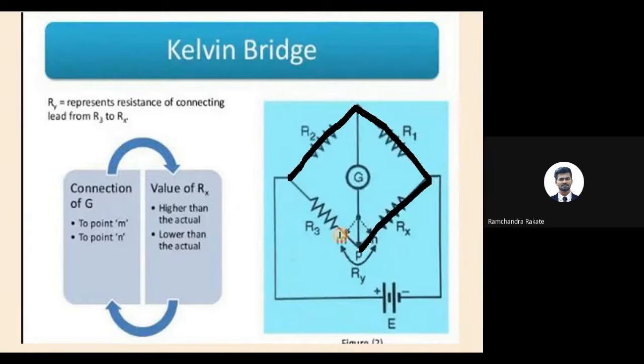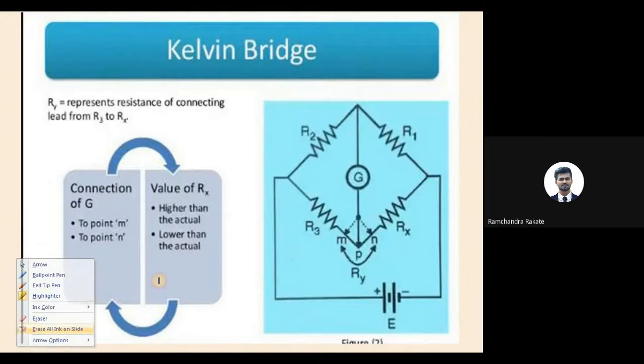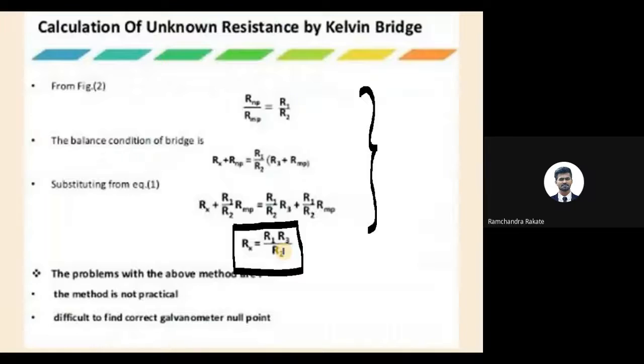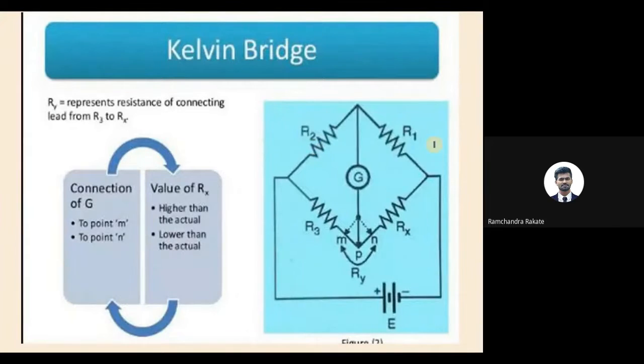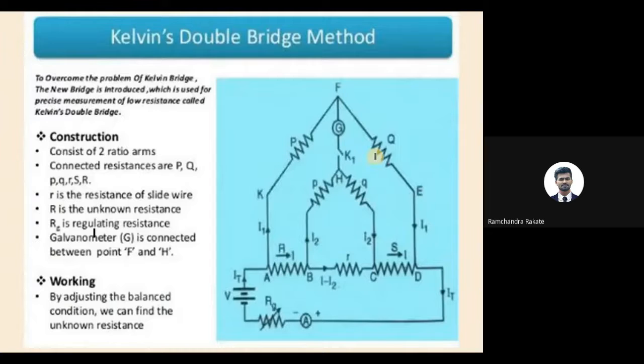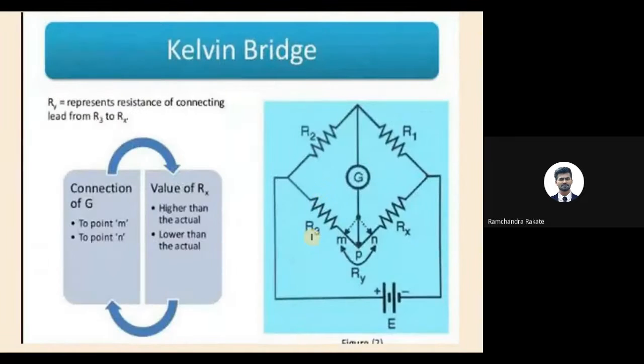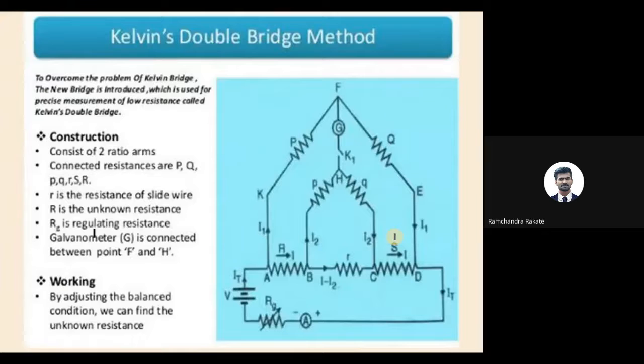If this branch is there, then you can say it is a Wheatstone bridge, and if this branch is added, then we are saying Kelvin bridge. This is the way to identify which bridge it is. R1 and R2 are nothing but here P and Q. Clear? Then R3 and Rx are nothing but here this R and S.